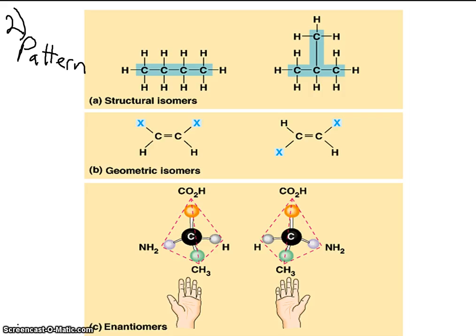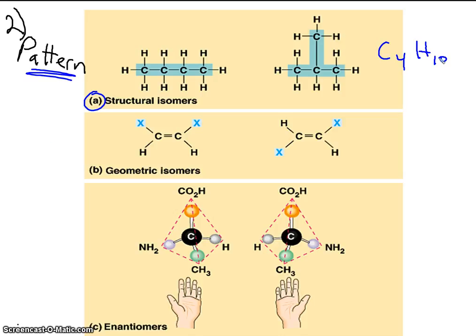The second one is the pattern. So if you look up here with letter A, these are called structural isomers. If you count the number of carbons, you can see there are 4 in each. If you count the number of hydrogens, we've got C4H8, C4H10, both have the same molecular formula, but they're put together differently. The pattern is different. These are what are known as structural isomers.